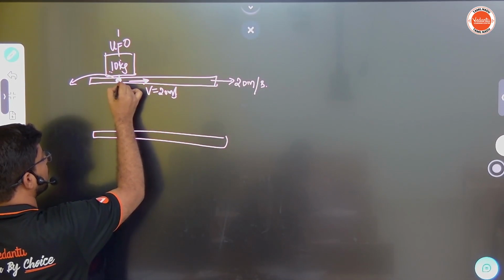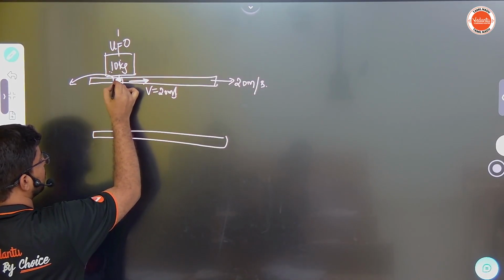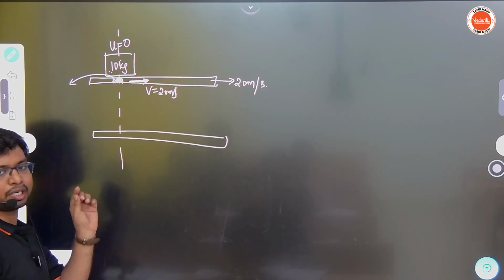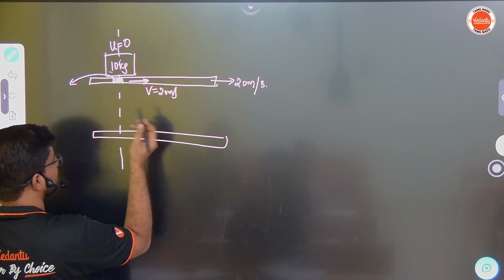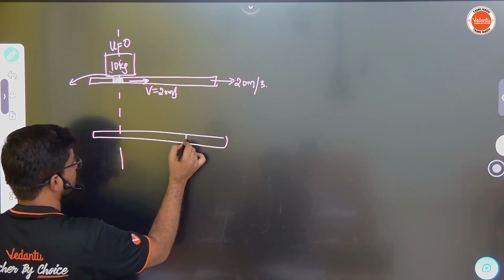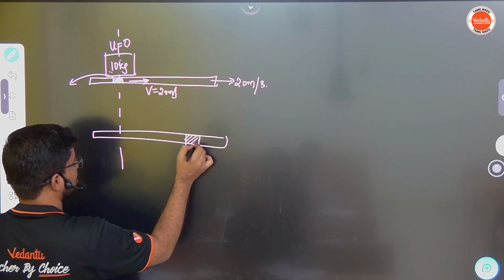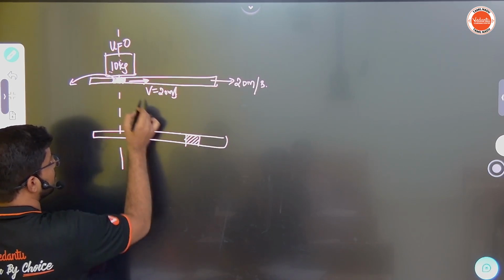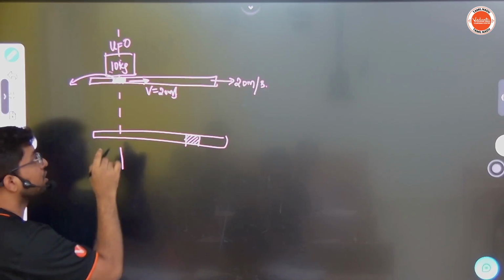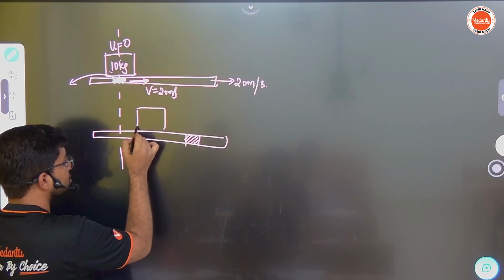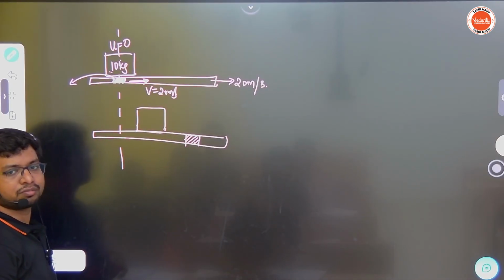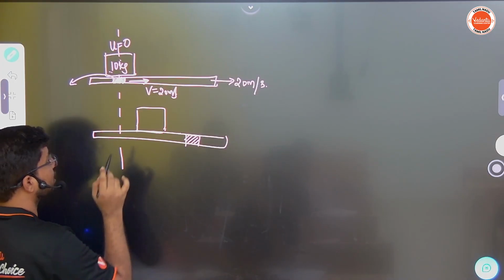I'll mark some point over here. Let me put some marking over here on the belt. Right now, after some time, let us say that this marking has reached this location. Where will the block be? Somewhere over here, right?